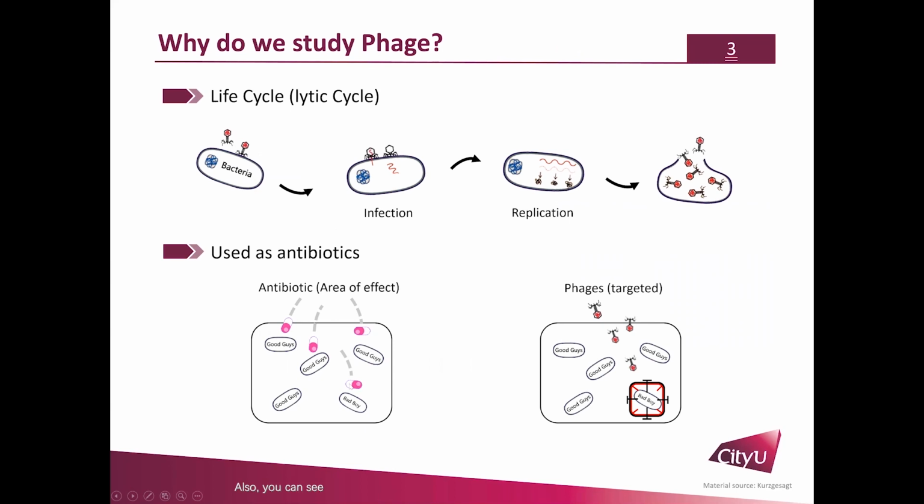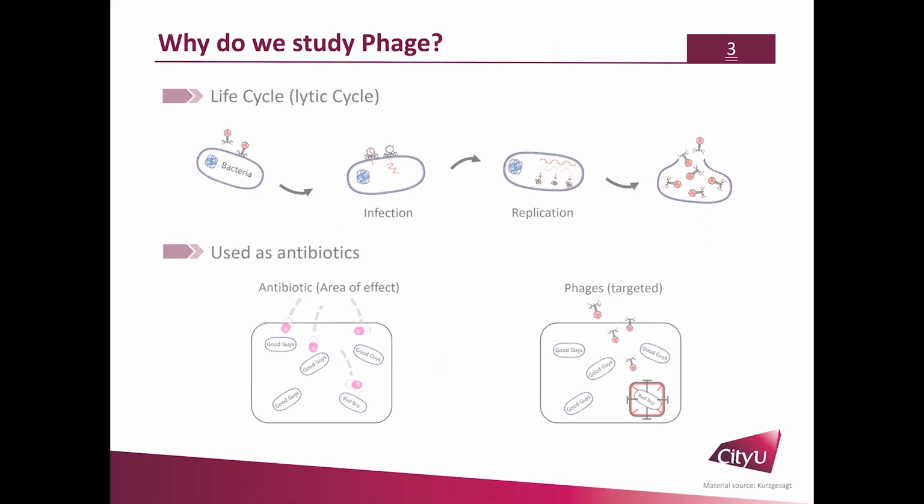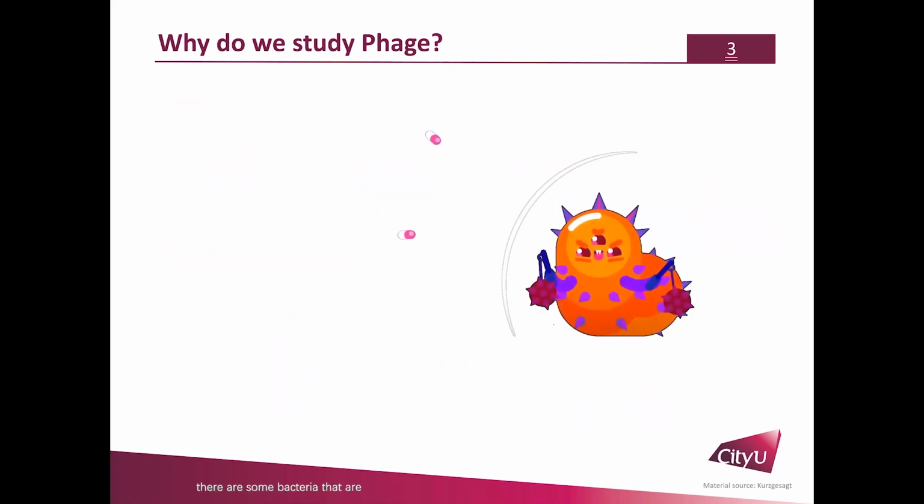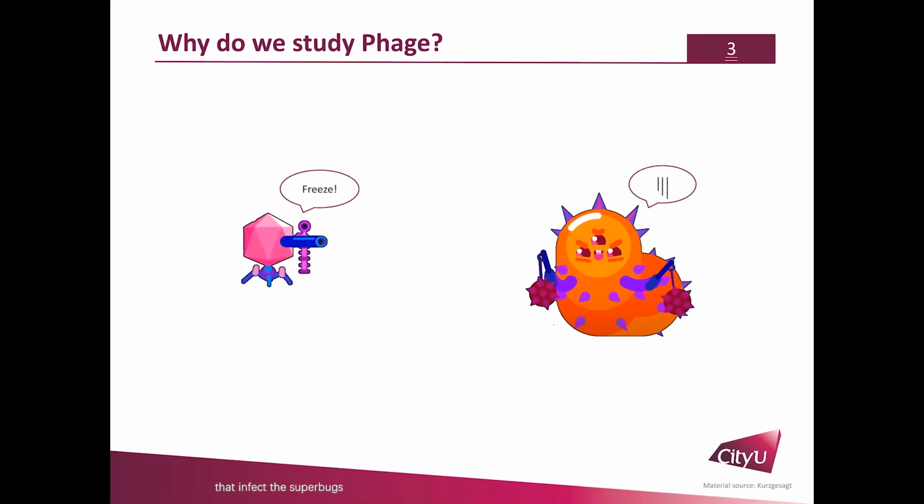Also, you can see antibiotics may kill different bacteria in such a region, but phages will target the bacteria that they mainly infect. What's more, there are some bacteria that are resistant to the antibiotics, which we call superbugs. So if we can find the phages that infect the superbugs, the phages might help us to kill them.